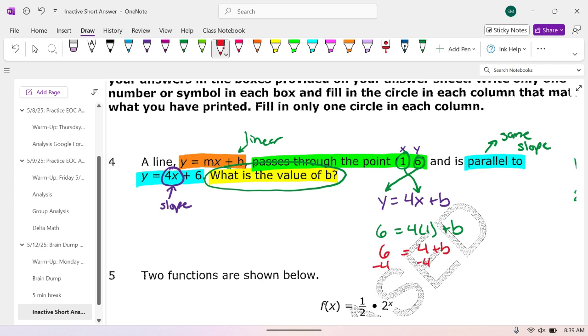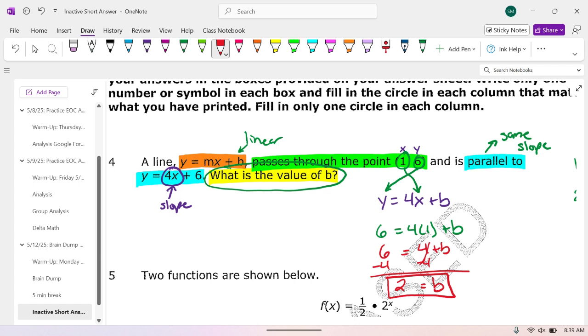Subtract the 4 to both sides. What's B equal to? Guys, what's 6 minus 4? 2. So B is equal to 2. So does that make things a little bit simpler in terms of how you attack a problem like that? Yes, no, maybe so? What do you think?